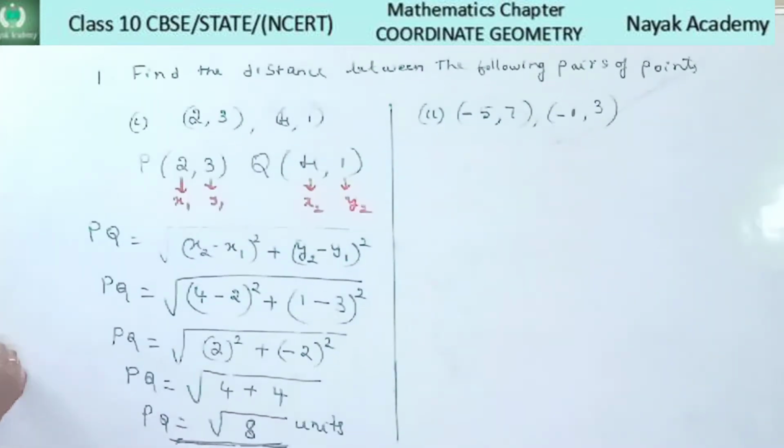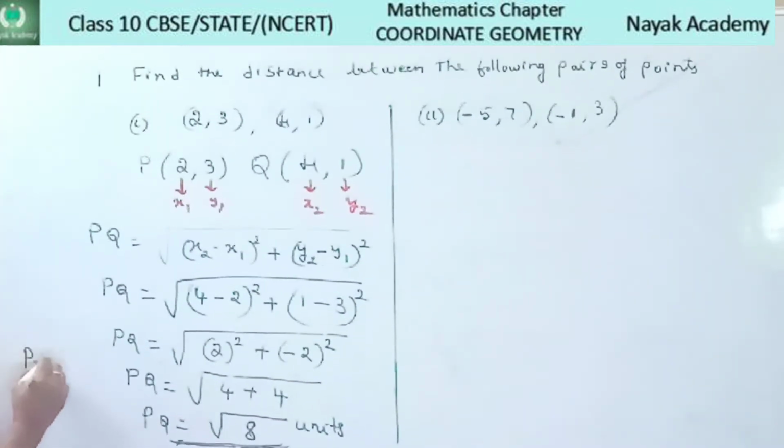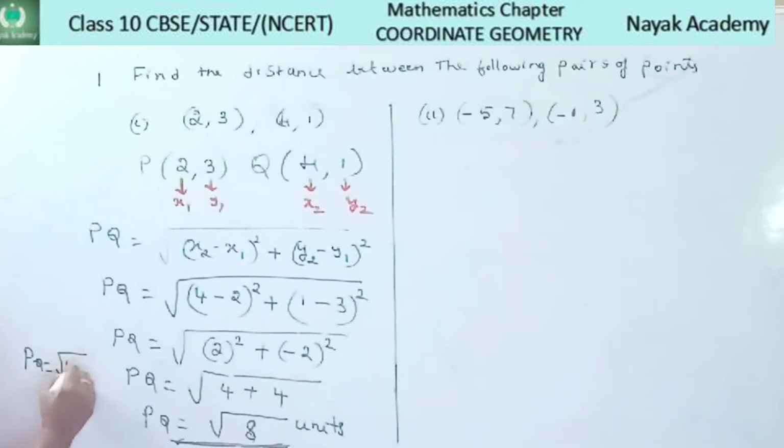Further you can simplify. So PQ equals root 8, you can write it as 4 into 2. So PQ value is root 4 into root 2. So PQ value is, root 4 is 2, so 2 root 2 units.